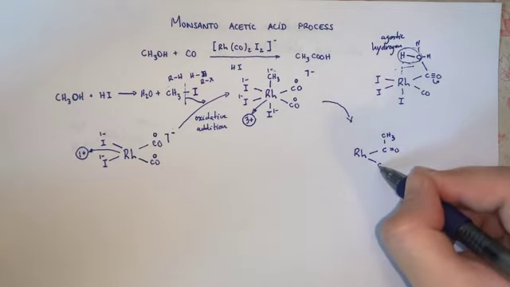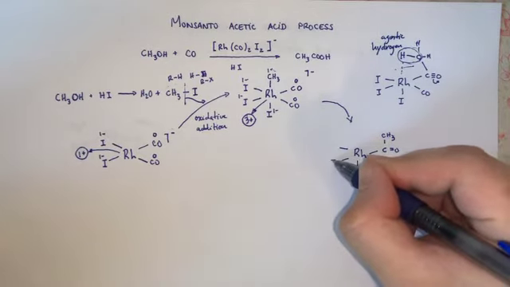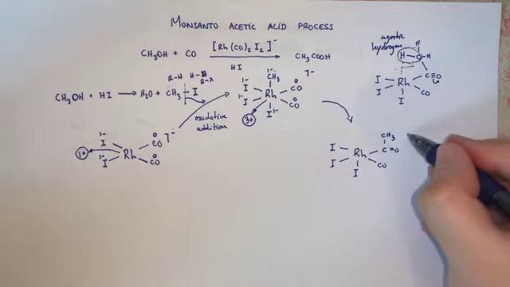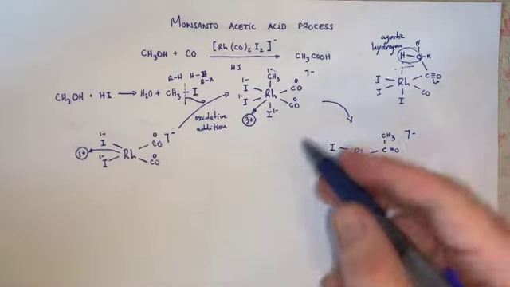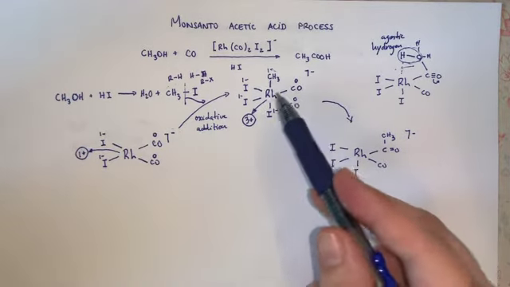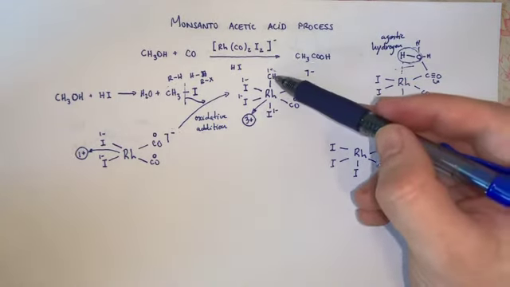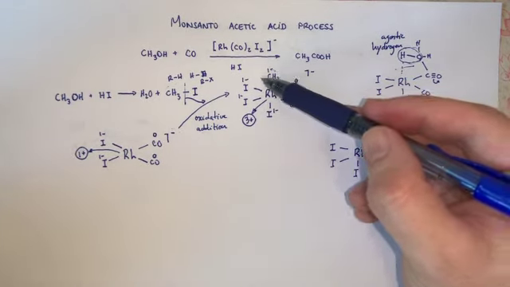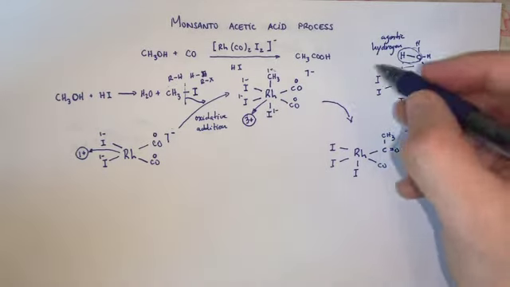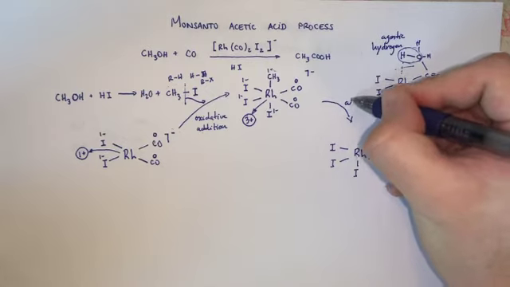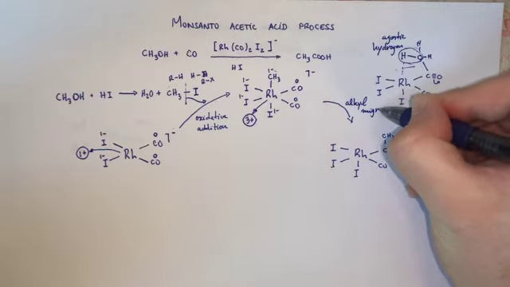COCH3, CO there, and three iodide ligands, and this is still 1-. Okay, so now look at the complex. There was a decrease in the coordination number and migration of the alkyl group to the carbonyl group. Therefore the second step here is called alkyl migration.